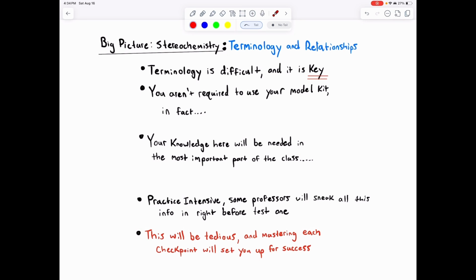At the end of the day, being able to manipulate these molecules in your mind is vastly important if you want a future in organic chemistry. Most of you are most likely filling a prerequisite for a medical program of some sort or for a graduate program. And so you do not need your model kit for this. I will show you tricks that will allow you to circumvent them. So you're not required to use your model kit here.